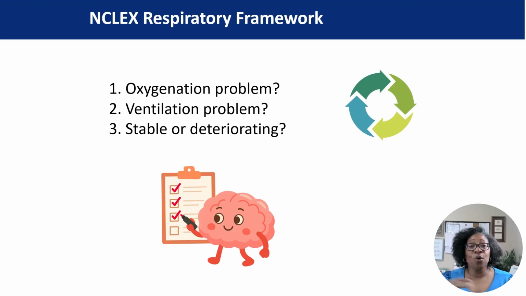Now, first, we're going to go back and talk about the respiratory framework. We've mentioned it in other parts of this series. You need to remember that every respiratory question can be broken down with three decisions. Number one, is this an oxygenation problem? Remember, pneumonia is an oxygenation problem. Number two, is this a ventilation problem, like COPD? And number three, is the patient stable or deteriorating? So think back to that deterioration sequence. How do they progress from normal? And what signs do they show to let you know that they are deteriorating?